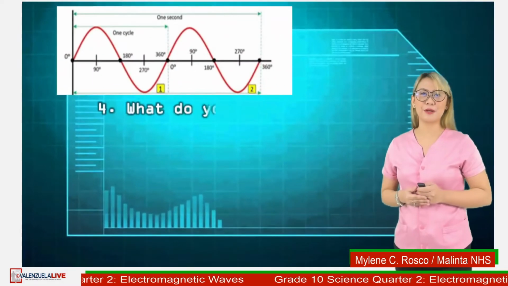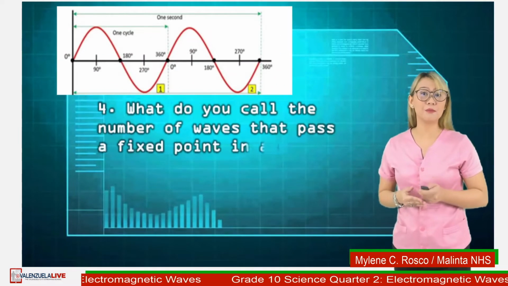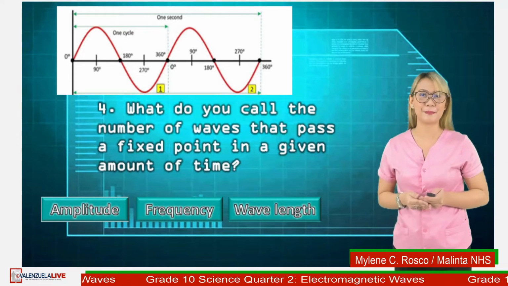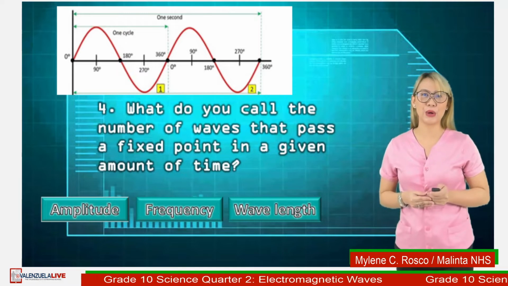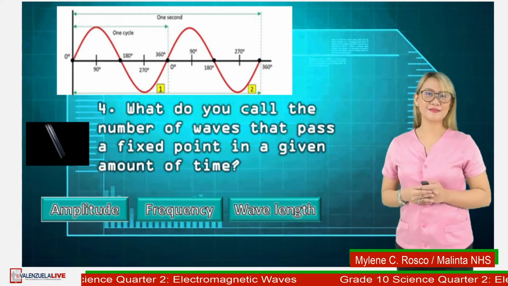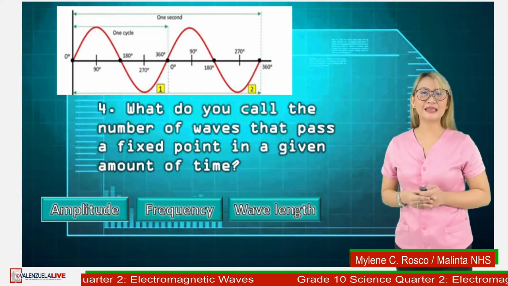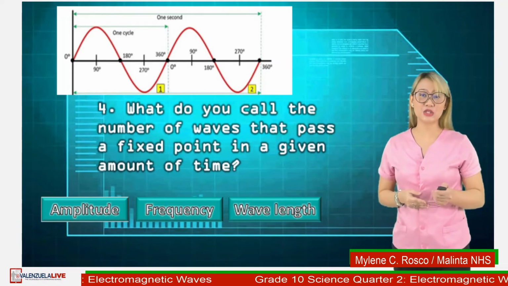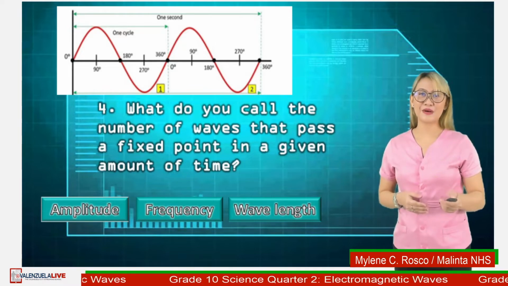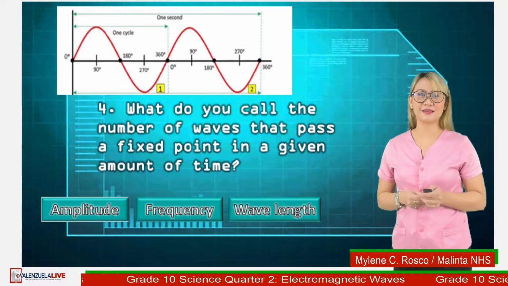Question number 4. What do you call the number of waves that pass a fixed point in a given amount of time? 5 seconds, go. All right, time is up. The correct answer is frequency.